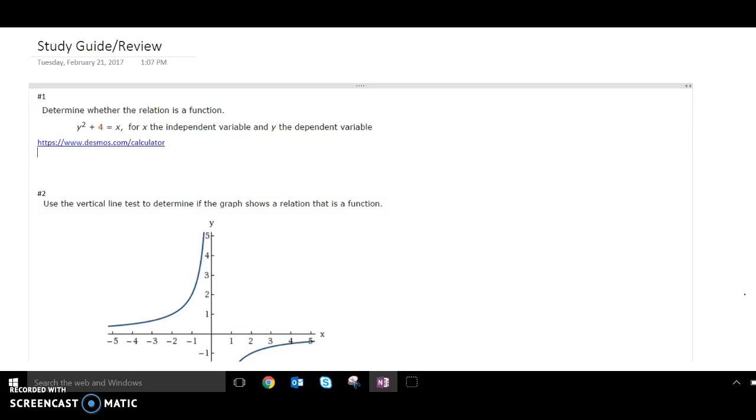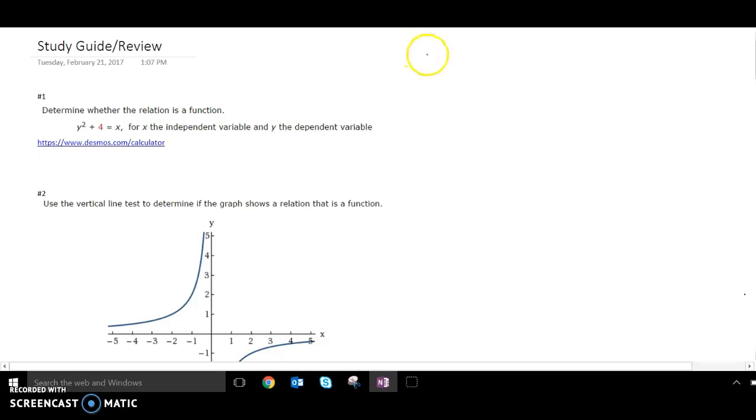There's other ways to do this as well, but I think with the graph, you can really get a picture of what's happening here and decide whether or not it is a function. So if you're using your graphing calculator, then you know that when you graph, you have to solve for y. So let's go ahead and do that.